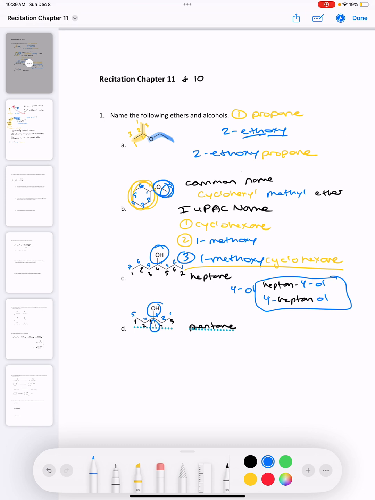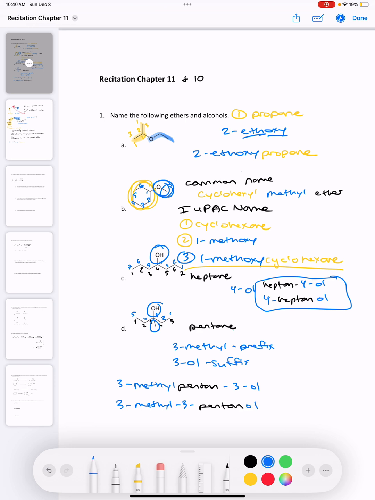And then what are my substituents? There's a 3-methyl, and there is a 3-ol. So now I'm going to combine this all. This is a suffix. It's going to go at the end, and this is a prefix, so we don't have to worry about alphabetical order. We can just say 3-methylpentan-3-ol. And another way you can do it is 3-methyl-3-pentanol. That's also correct. Either one of those is right. You can put the 3 either right before the alcohol or before the whole pentane. Okay, so that's for the naming.